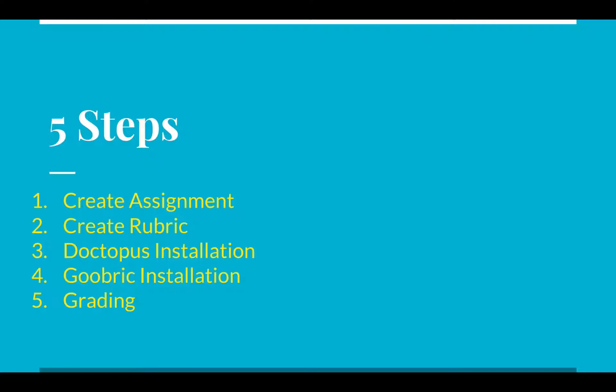To get started grading your students' work using Doctopus and Goobric, we're going to take 5 steps. First, we're going to create an assignment in Google Classroom. Second, we're going to create our rubric in Google Sheets. Third, we'll install Doctopus. Fourth, we'll add Goobric. And fifth, we'll be able to start grading the student assignments.